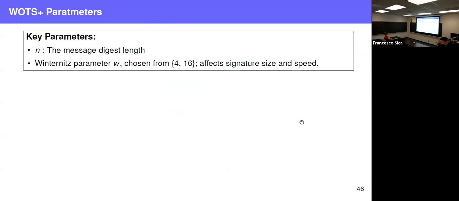WOTS stands for Winternitz one-time signature, and because it provides a faster signing process, we will use WOTS in our XMSS as our base. It means that our XMSS will be constructed on top of WOTS. But at first, before starting XMSS, we have to create the WOTS structure.